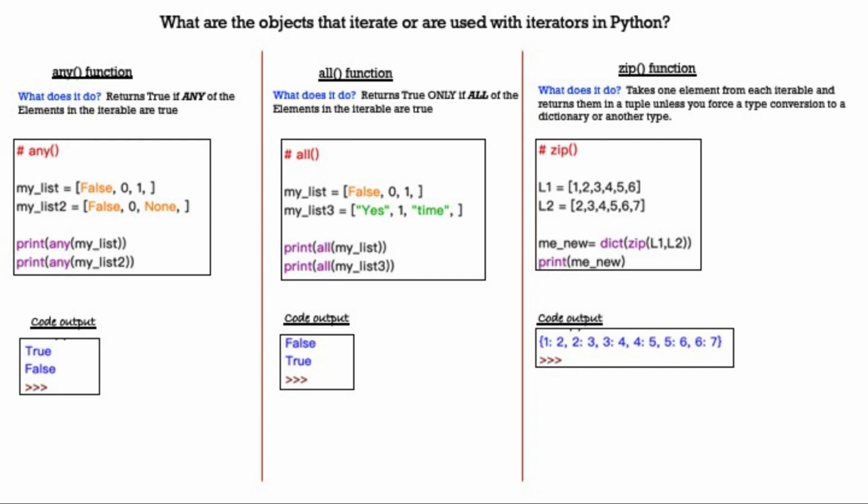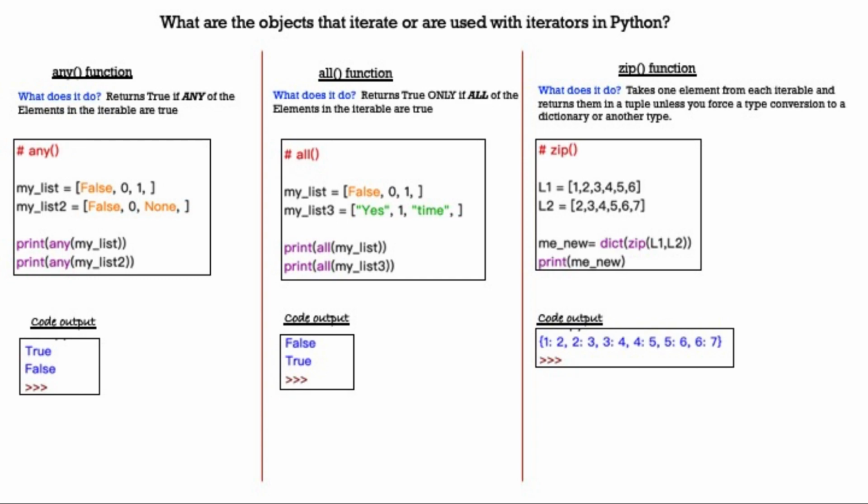Then we have the all function in the middle. It returns true only if all of the elements in the iterable are true. So we have my_list [False, 0, 1], same one, and then we have ['yes', 1, 'time']. 'Yes', 1, and 'time' will evaluate to true in Python. So the first one, when we print out all(my_list), it's false because they're not all true, only 1 is true. And the second one evaluates to true because they're all true.